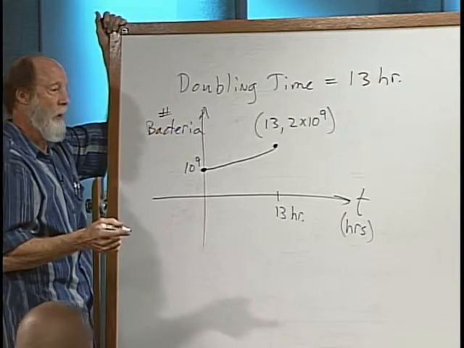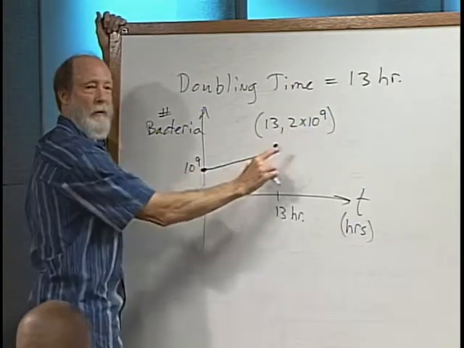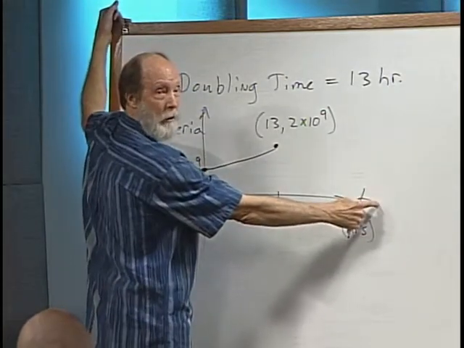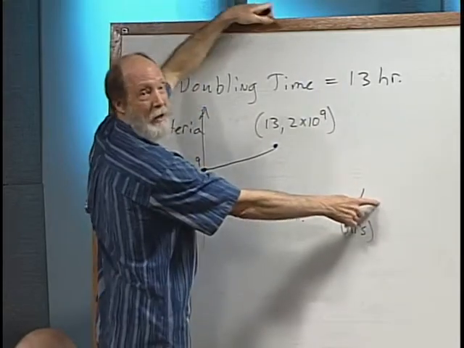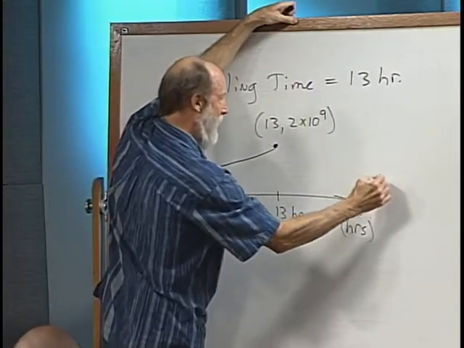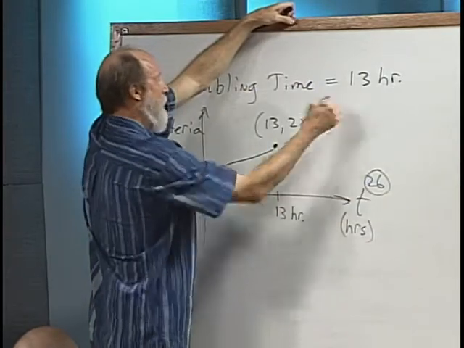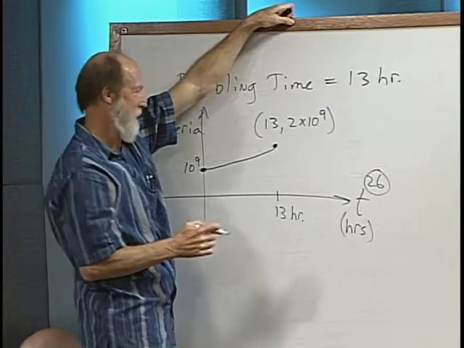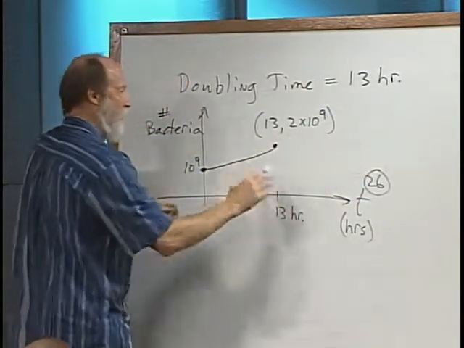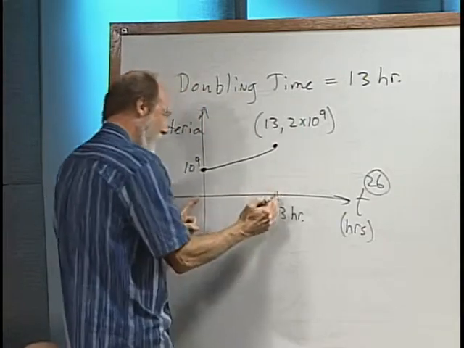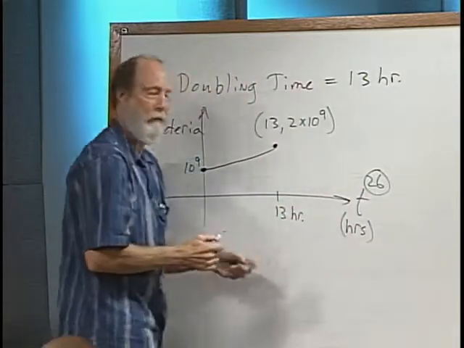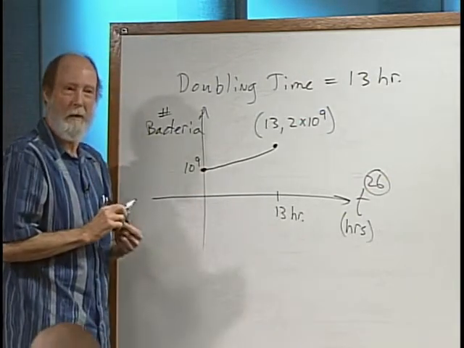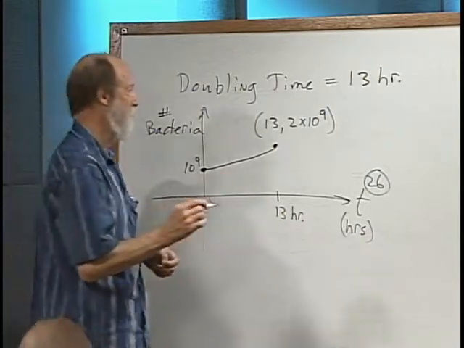How much time will it take to double again from 2 billion to 4 billion? 13 hours. Another 13 hours. And that would then be a quadrupling time, wouldn't it? If you get out here to 26 hours, you're going to be up at 4 billion. Okay. So doubling times are the amount of time for a population to double. This could be money. In this case, it's bacteria. Let's build a model now that will represent this.